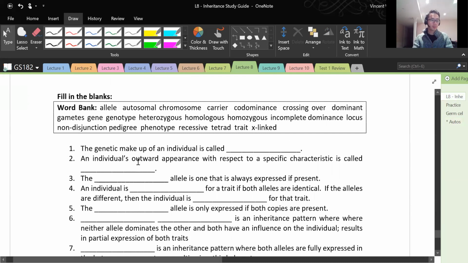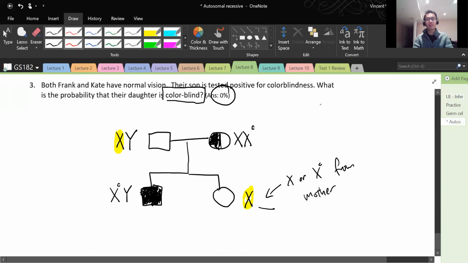I will do fill in the blanks here. The genetic makeup of an individual is called genotype. This question asks, what is required to get color blindness? Okay, so for female, color blindness is this. Colorblind. For male is this.